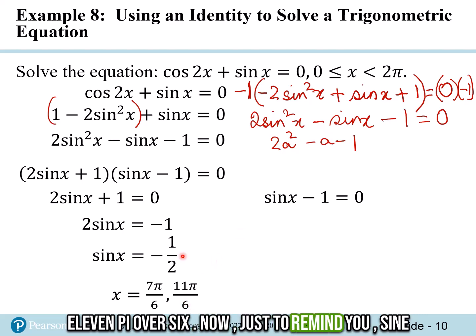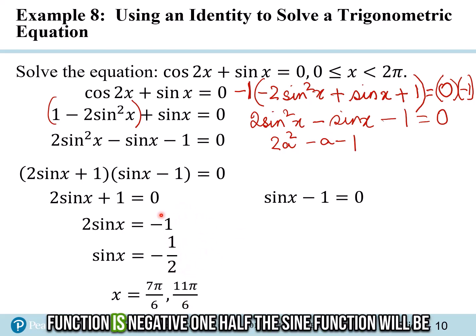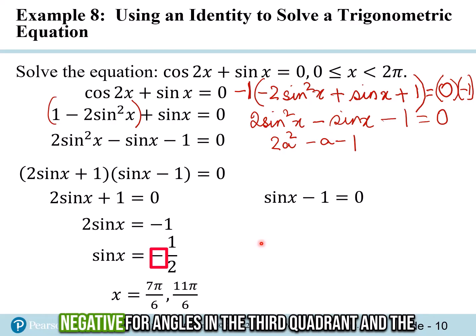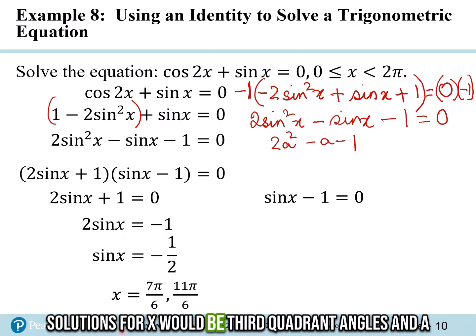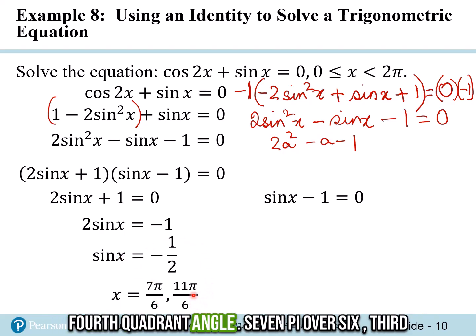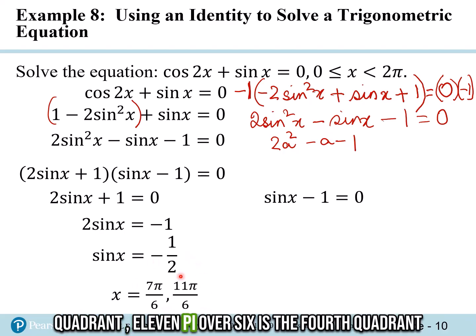Now, just to remind you, sine function is negative 1/2. The sine function will be negative for angles in the third quadrant and the fourth quadrant by the ASTC rule. Therefore, the solutions for x would be a third quadrant angle and a fourth quadrant angle. 7 pi over 6, third quadrant, 11 pi over 6 is the fourth quadrant angle.